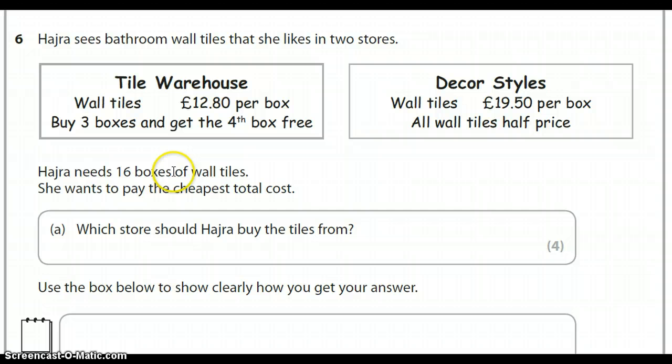Hadra needs that many boxes of wall tiles. She wants to pay the cheapest total cost. Which store should Hadra buy the tiles from? Use the box below to show clearly how you get your answer.